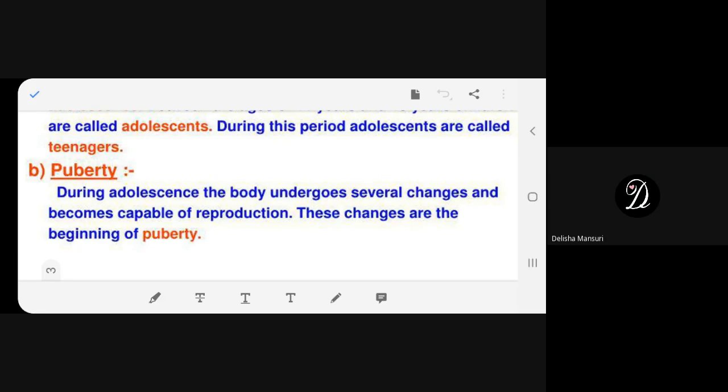I told you, the primary sexual character is what? That we are girls and those people are boys. That is the primary sexual difference. And the secondary sexual characters are what? That means your body is changing. Your body is growing. That is the secondary sexual change. We are going to work on that in detail later.